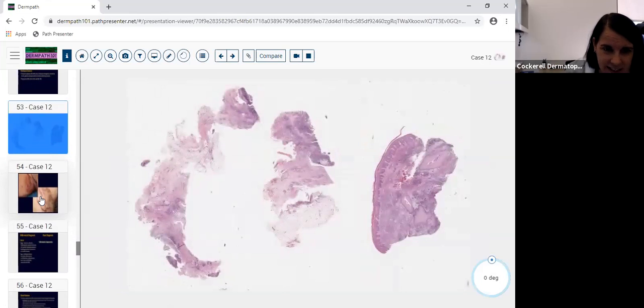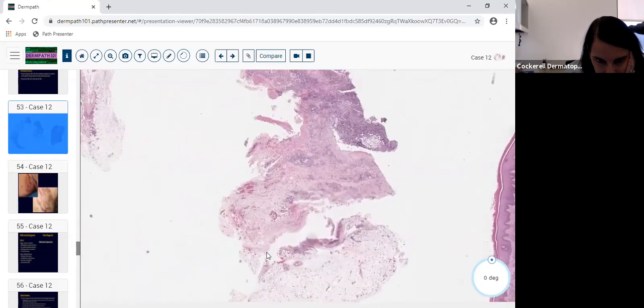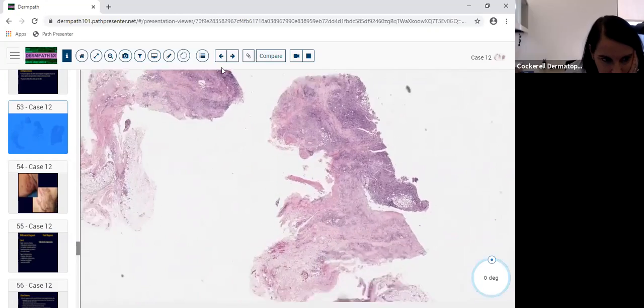The next slide is case 12. It was a punch. And I think this punch is very interesting because they sectioned it incorrectly. They should have cut it vertically and they cut it horizontally. I guess maybe they thought it was on the scalp, but you'll see here, this is the bottom of the punch cut in two pieces, the panniculus and the lower dermis.